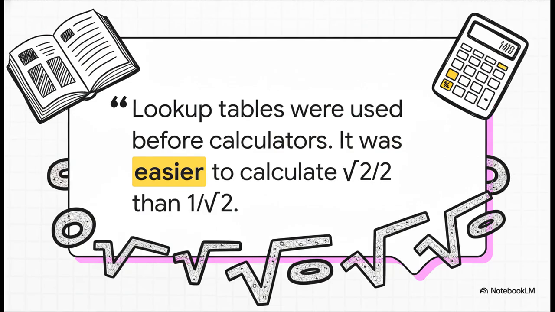Imagine a time before calculators. If you needed to know the square root of 2, you couldn't just type it in. You had to look it up in these huge books of tables. And that table would tell you, hey, it's about 1.414. Now, think about doing long division by hand. 1 divided by 1.41421? Yeah, that sounds awful.